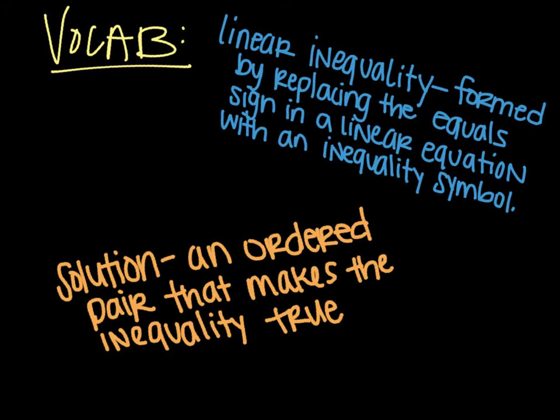Let's get started. Vocabulary. A linear inequality is formed by replacing the equal sign in a linear equation with an inequality symbol. The example I have for you would be, for example, y is greater than x minus 3. You've seen y equals x minus 3. That would be the equation. The inequality just replaces the equal sign. A solution is an ordered pair, nothing abnormal there, that makes the inequality true.